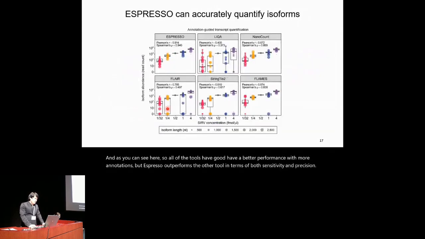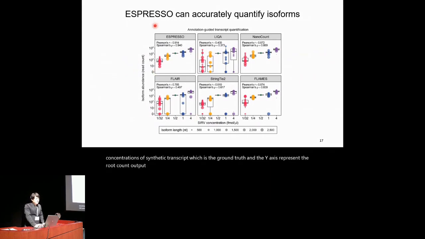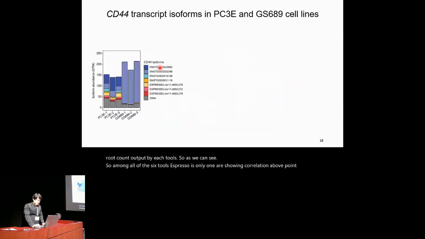Next is about the accuracy of quantification. The x-axis here represents the relative concentrations of synthetic RNA transcripts, which is the ground truth. And the y-axis represents the read count output by each tool. So as we can see, among all of the 6 tools, ESPRESSO is the only one showing correlation above 0.9.